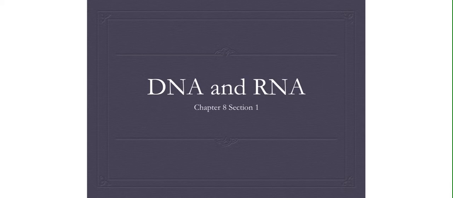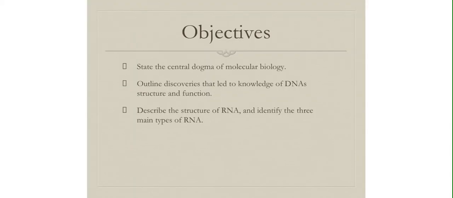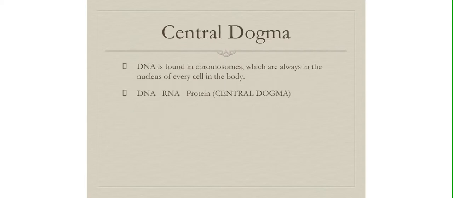So DNA and RNA, basically the instruction manual for our body. And so how this happens, we will get into here in a second. After this video, you should be able to state the central dogma of molecular biology. You should be able to outline the discoveries that led to the knowledge of DNA structure and function. And then you should be able to describe the structure of RNA and identify the three main types of RNA. Pretty basic stuff. Or is it? All right, so here we go.